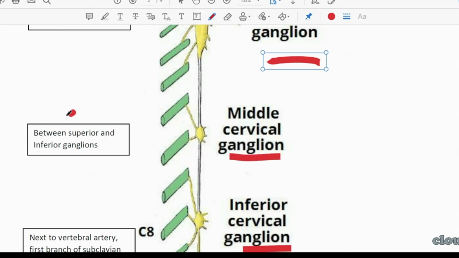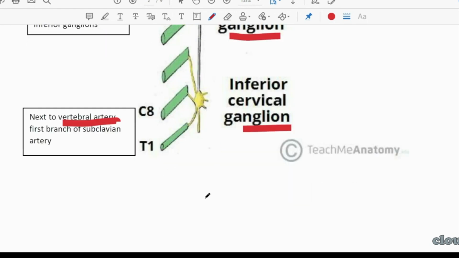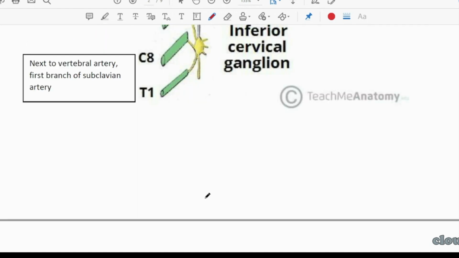You may or you may not find it, and if you do, it's going to be between the superior and the inferior ganglions. The inferior cervical ganglion, when it combines with the first thoracic, is called the stellate ganglion, and it's next to the vertebral artery, which is the first branch of the subclavian artery. You can find it adjacent to C7 to C8. It targets the heart, the lower neck, arm, and posterior cranial arteries.